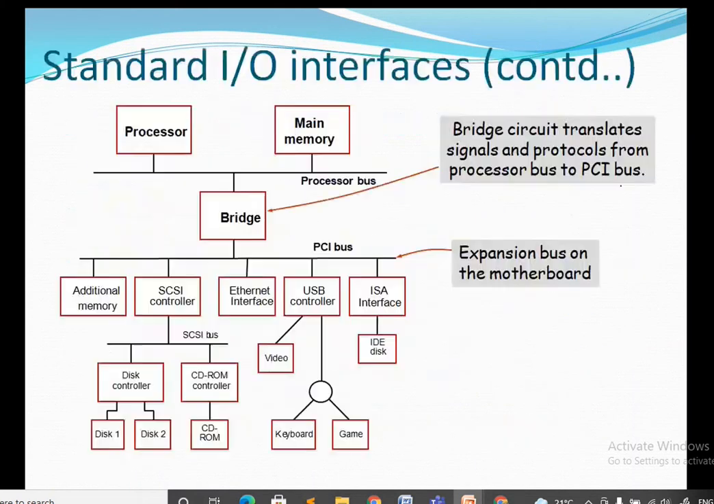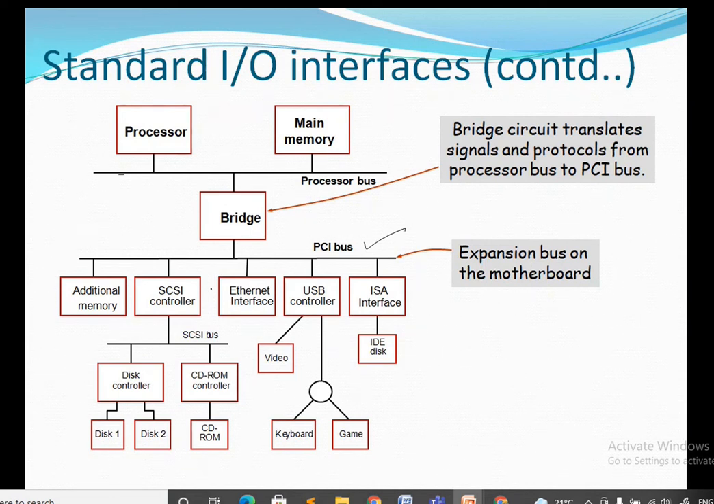You can just observe in the diagram. This is called the processor bus. That is going to bridge the connection between this processor bus and the other devices, which are connected using the PCI bus with the help of a special circuit called a bridge. This circuit called the bridge connects the processor bus and the PCI bus, and this PCI bus is also called the expansion bus on the motherboard.